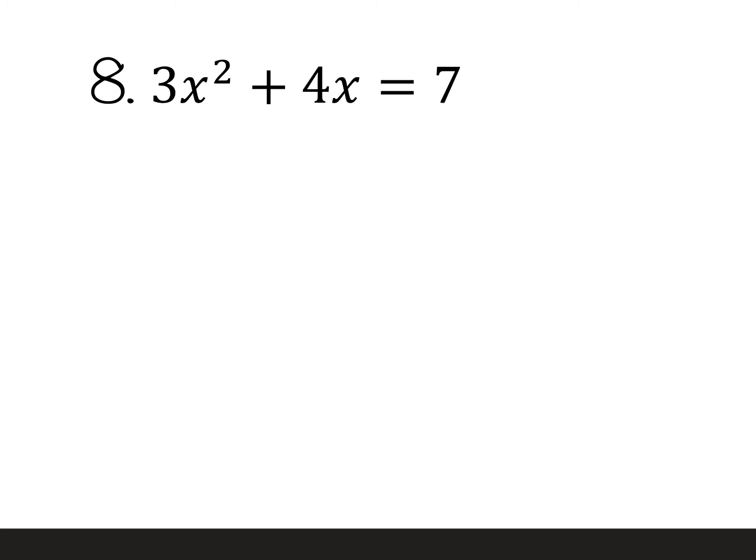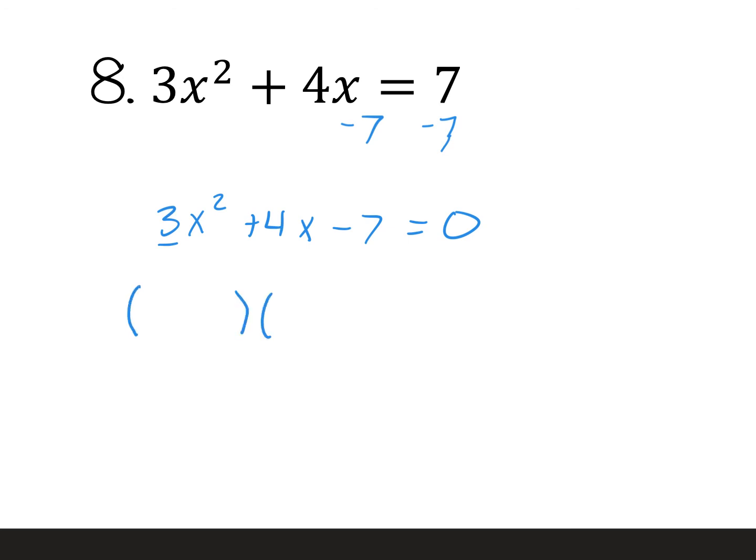Okay, the last one we're going to do together is number 8. So first we need to make sure that it's set equal to 0. It's not, so I need to move the 7 to the left side of the equation by subtracting. Now that I have it set equal to 0, I'm going to try to factor. Now, to factor this is going to be a tricky try because there's a 3 in front of our x squared. Okay, so remember we're using guess and check.